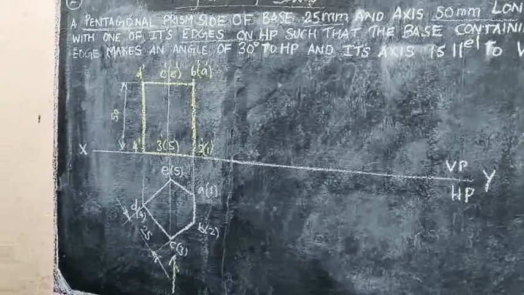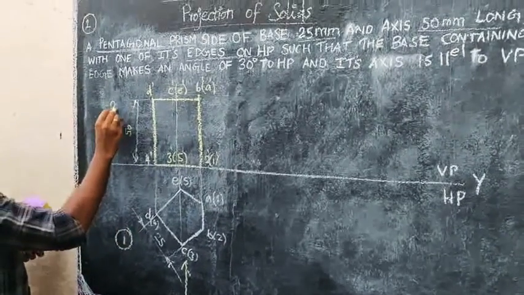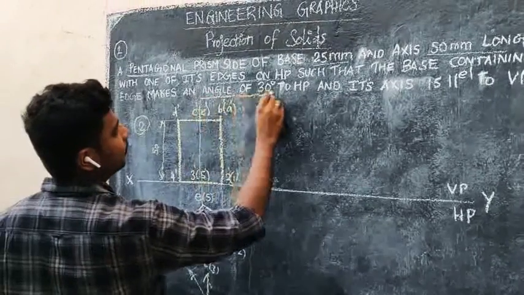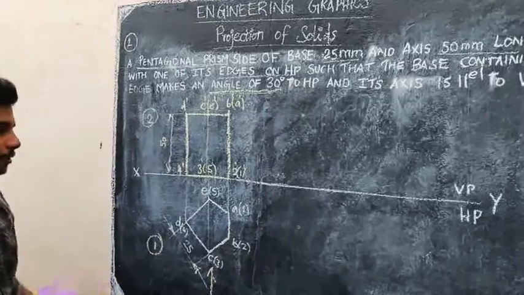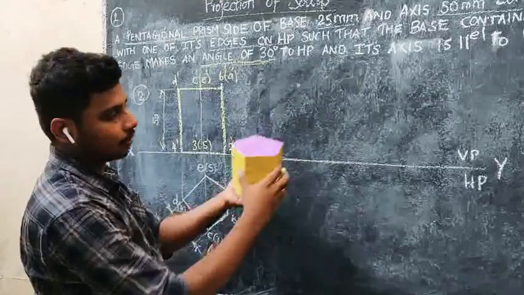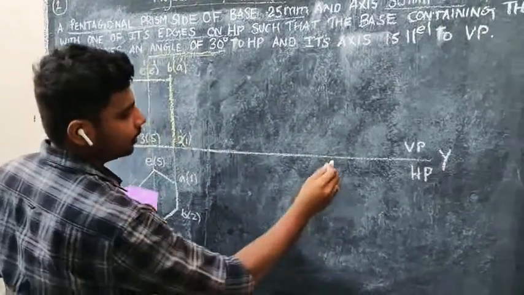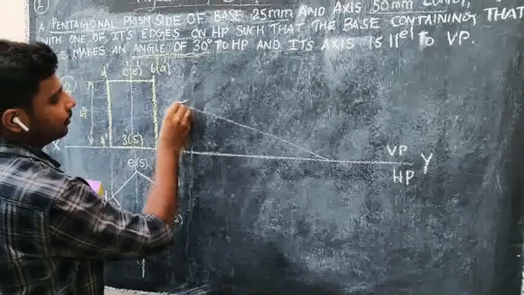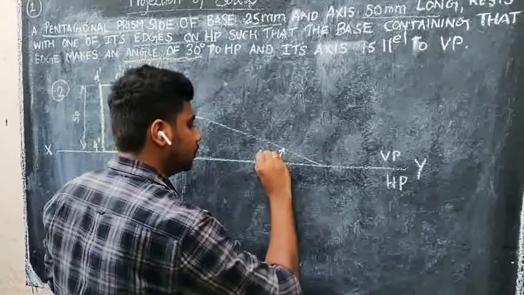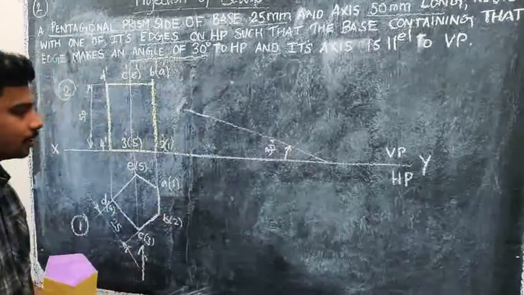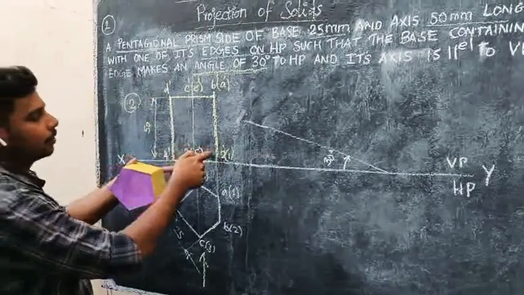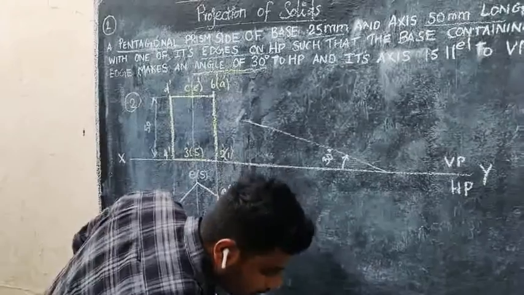So this is your step 1 and this is your step 2 now. We are now going to give the inclination angle of 30 degrees with respect to HP, the horizontal plane. First I'm going to make a 30 degree angle inclination. I'm going to draw a line which makes an angle of 30 degrees here. The same way, I'm going to copy the same object and paste it here.